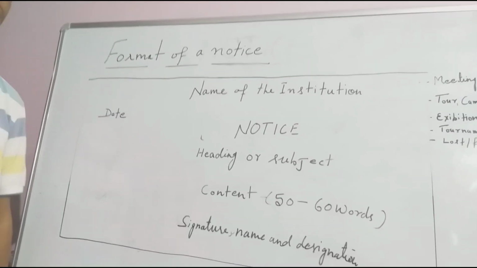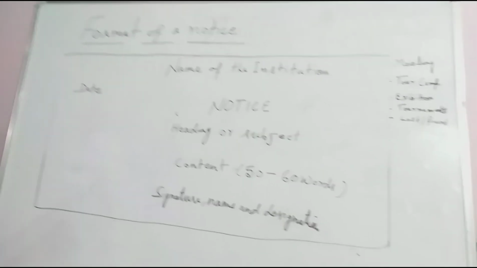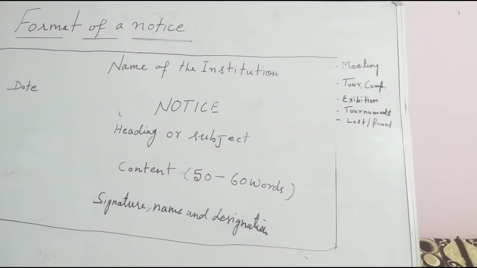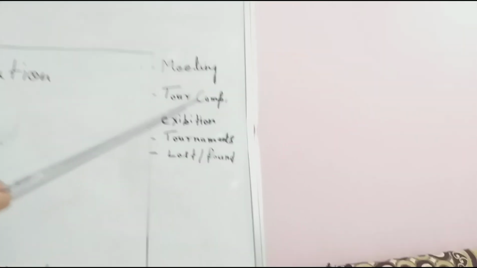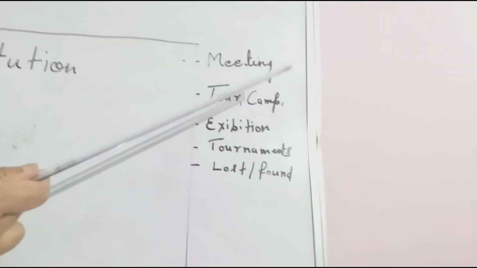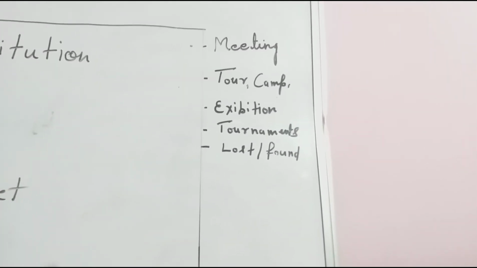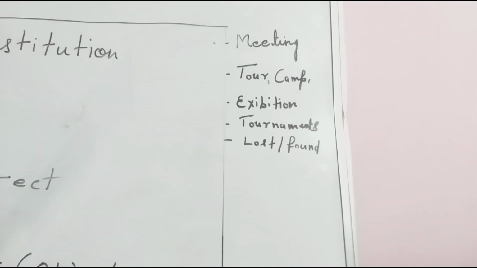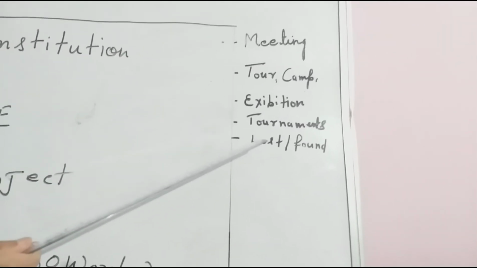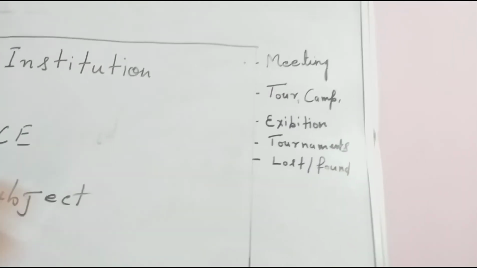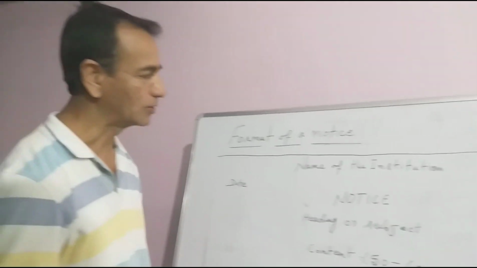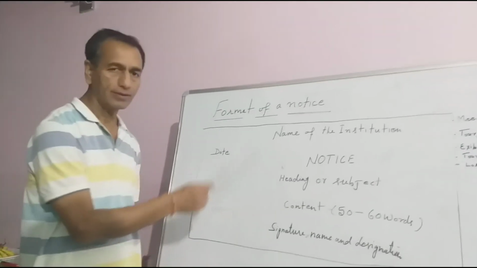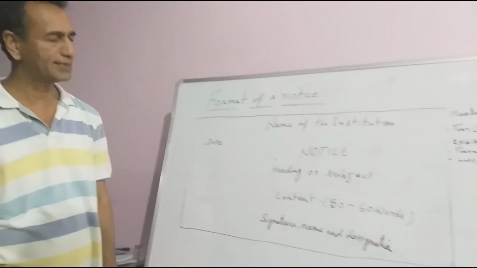Now, other than these things, now you can see on how many occasions we are writing notices. We are writing notices to inform about a meeting that has to take place, a tour, or any competition that is going to happen, exhibition, tournaments, or lost and found. These are the many various occasions when you are writing a notice. Now, this is all about writing a notice.